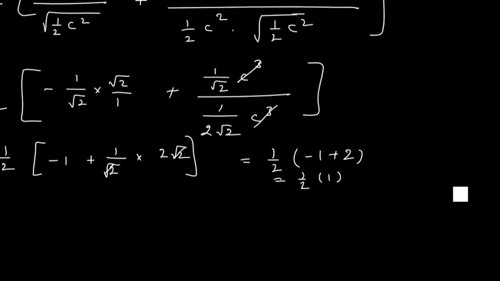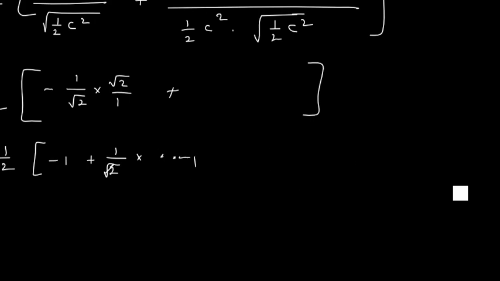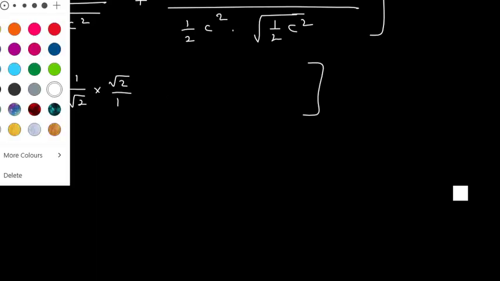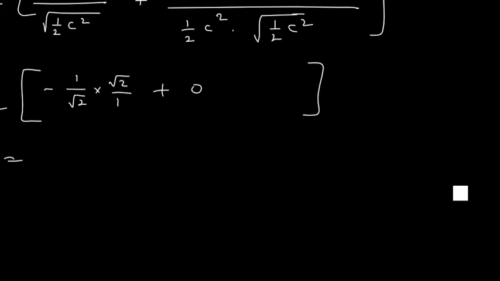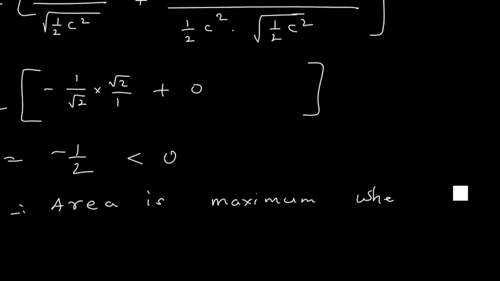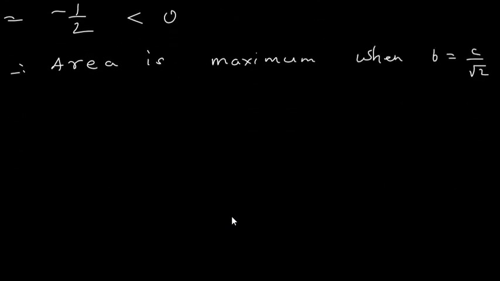So here we will get a negative sign, minus sign in place of plus, and here when we go down, as this is 0, this whole side will become 0, so this will cancel, and finally what we have as value is minus half. Okay, so this is plus 0, so this is your minus 1 and minus half. Now this is less than 0, so therefore I will say that area is maximum when b is equal to c upon root 2.